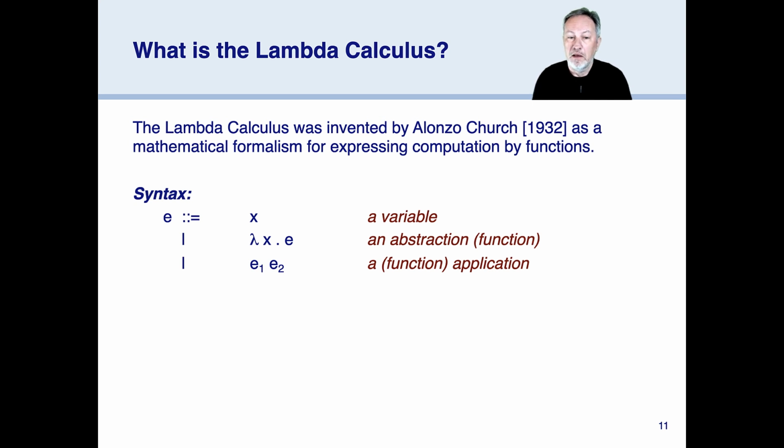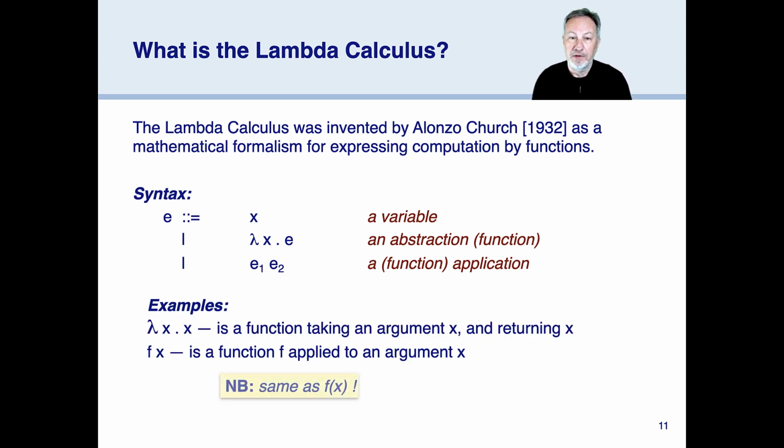Or finally, a lambda expression could be an application, e1 e2, which says that e1 is a function, a lambda expression, that I can apply to the value of another lambda expression, e2. So e1 acts as the function, and e2 acts as its argument. So as an example, lambda x dot x is the identity function. It's a function that takes an argument x, and its body is also x. So when we apply that to something, we'll always get the same thing back.